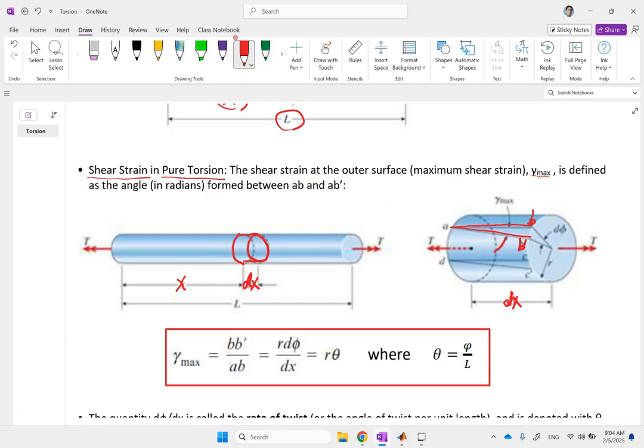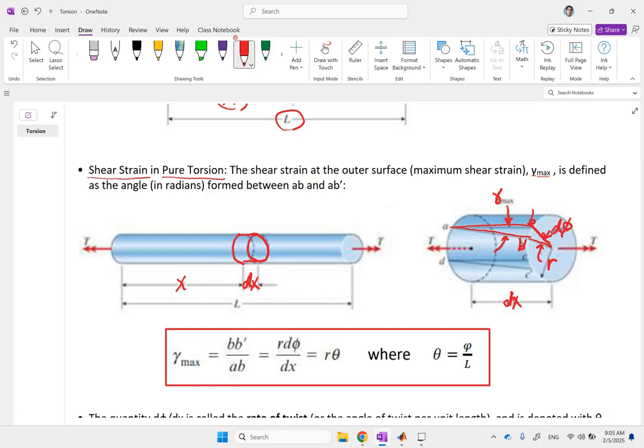And this longitudinal angle between them is your gamma, okay, that is your shear strain. And this angle that is measured in the cross section, that is your small twist angle d phi. And this radius is r, the length is dx.